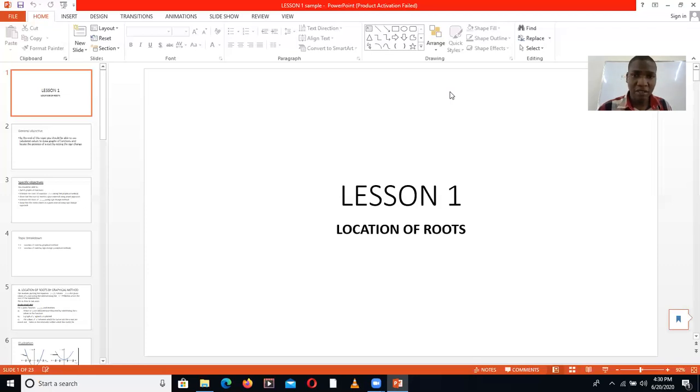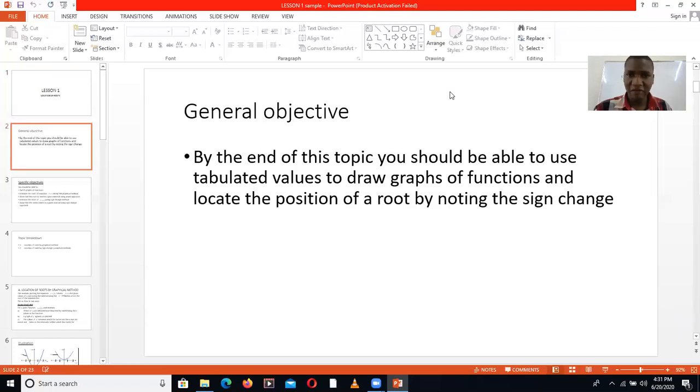In this case, we're going to look at how we can locate the position of that root, the value of x that, if you substitute in the function, it becomes 0. There are many approaches. There are two approaches. One we call the sign change approach, and the graphical approach.